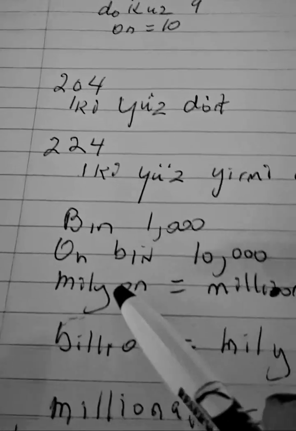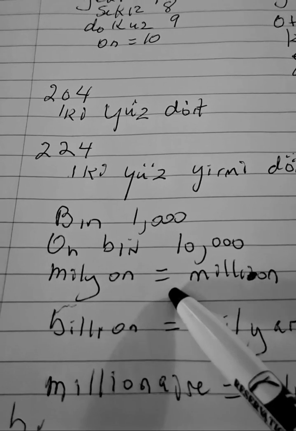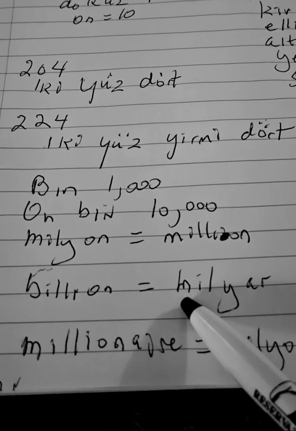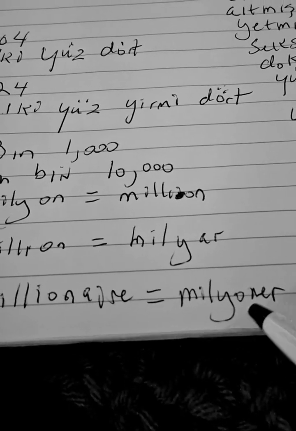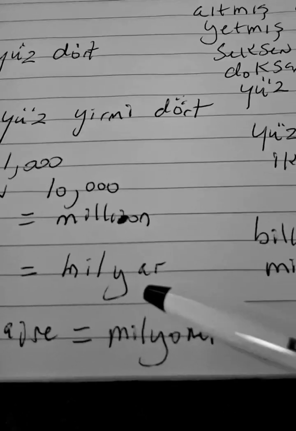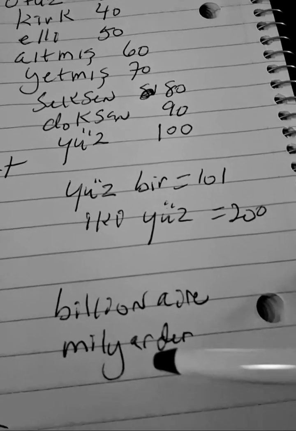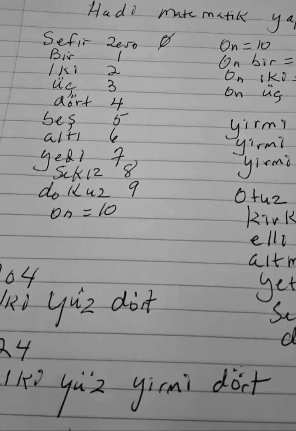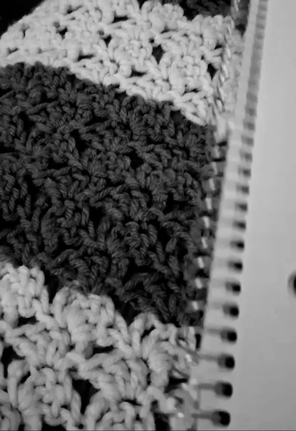1,000 is bin, 10,000 is on bin, a million is milyon, billion is milyar, a millionaire is a millionaire, but we spell it different. As you can see, this is English, this is millionaire. A billionaire is a miljarder. So having all that having been said, let's learn to add and subtract.